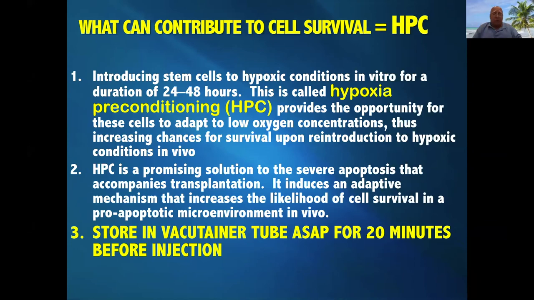I said, wait a minute, let me just put my bone marrow in a vacutainer. And that's what we do. We put our bone marrow in a vacutainer syringe for about 20 minutes. We're also using photomodulation on it, which I'll get into shortly. And that seems to help quite a bit.